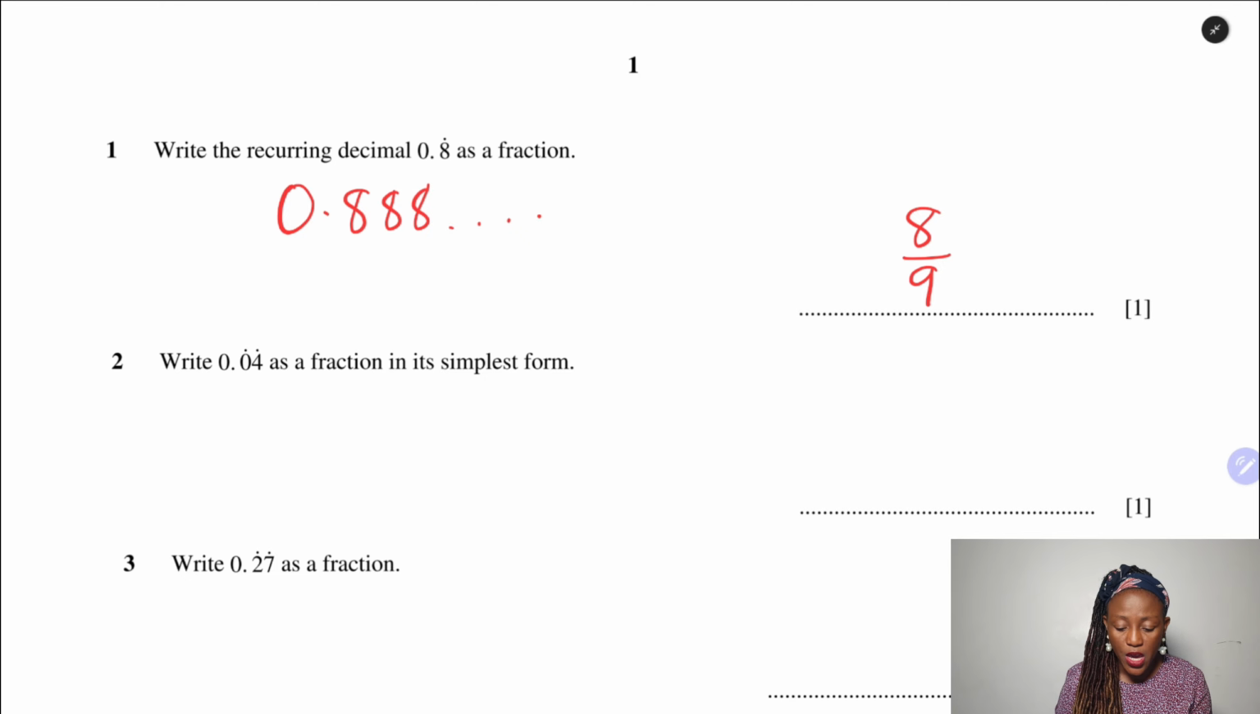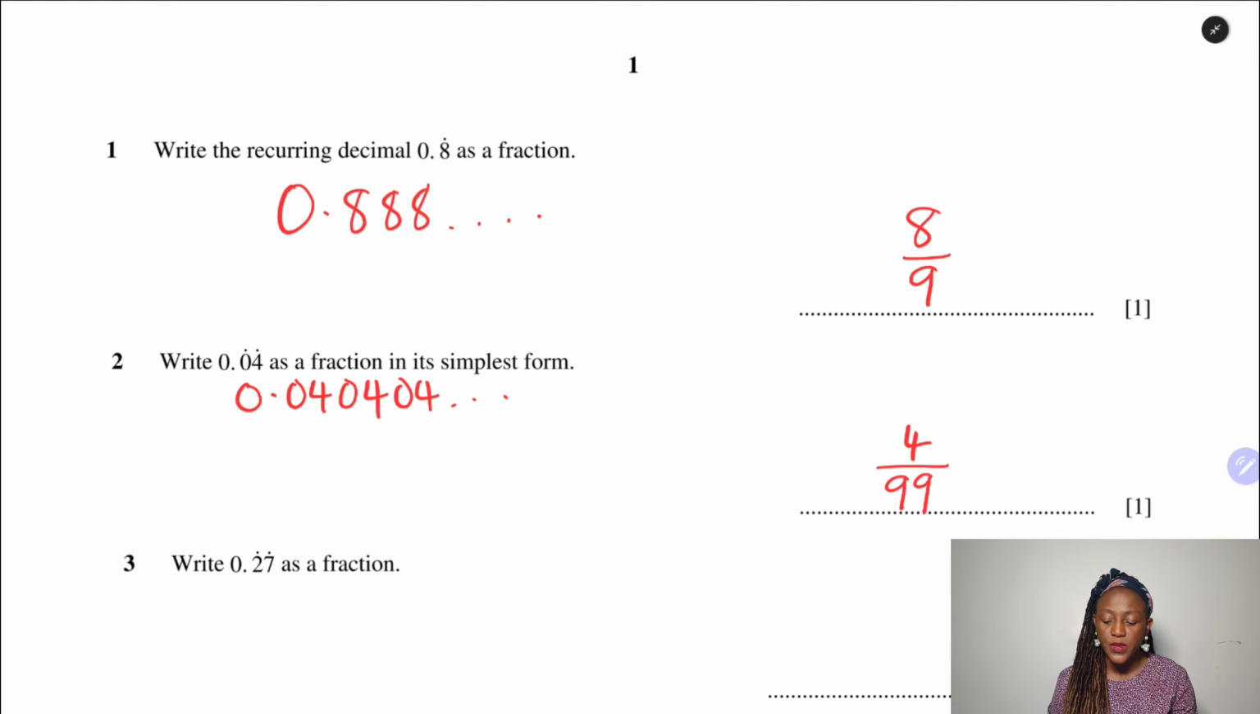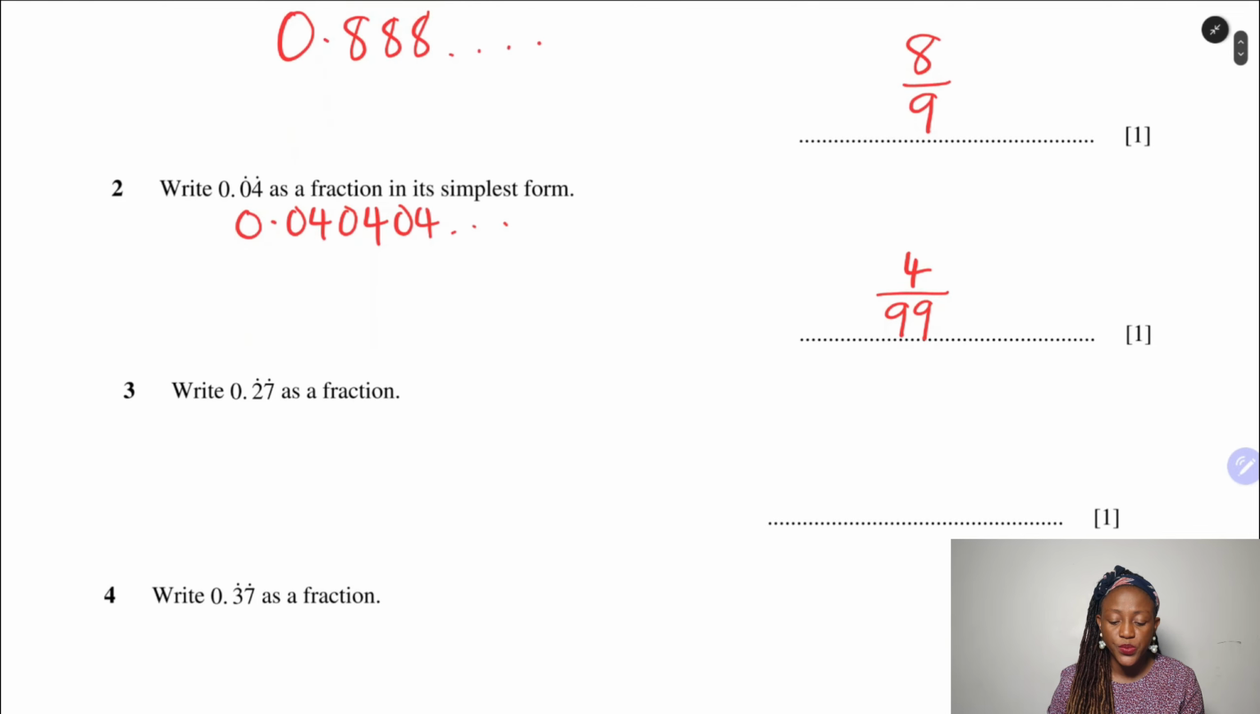So on to number 2 here, we have 0.04 recurring as a fraction in its simplest form. Now remember, there are two digits that are recurring here, 04, because this actually means 0.040404 and so on. And like I said earlier, since there are two digits that are recurring here, you're going to have it as 4 over 2 9s. That is 4 over 99. On to the next question.